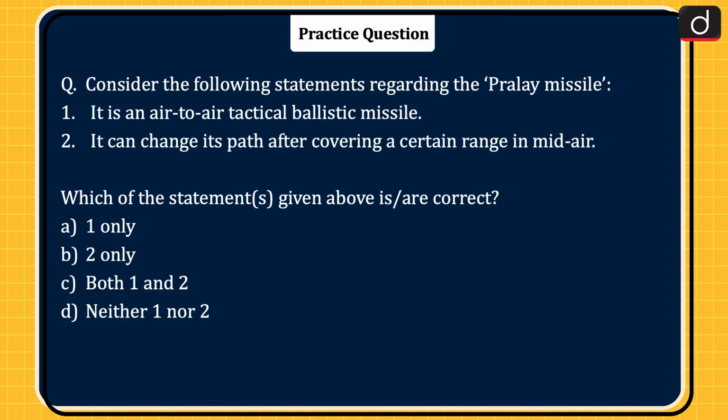Now it's time for the practice question. Consider the following statements regarding the Pralay missile. 1. It is an air-to-air tactical ballistic missile. 2. It can change its path after covering a certain range in mid-air. Which of the statements given above is or are correct? 1 only, 2 only, both 1 and 2, or neither 1 nor 2?